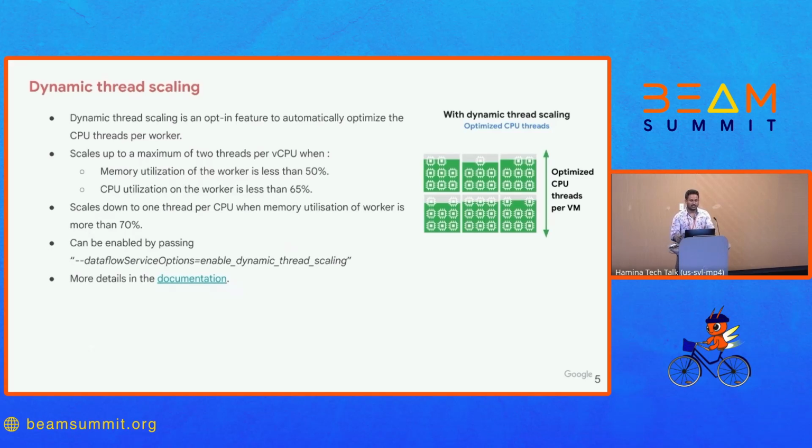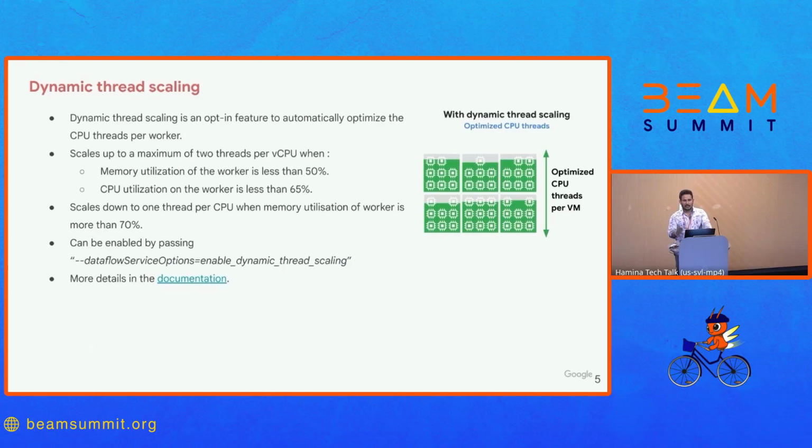So we have doubled the parallelism of the worker, which will in turn increase the worker efficiency, and we are using fewer workers. It is going to reduce the cost. While the pipeline is running, if the memory utilization of the worker goes beyond 70%, we do not want the workers to run with 2 threads per CPU. So Dataflow will dynamically downscale the threads to the default, which is 1 thread per CPU. Overall, it is going to increase the average number of threads per worker, giving you more processing power at the same cost. And this can be enabled by passing dataflow_service_options equal to enable_dynamic_thread_scaling.